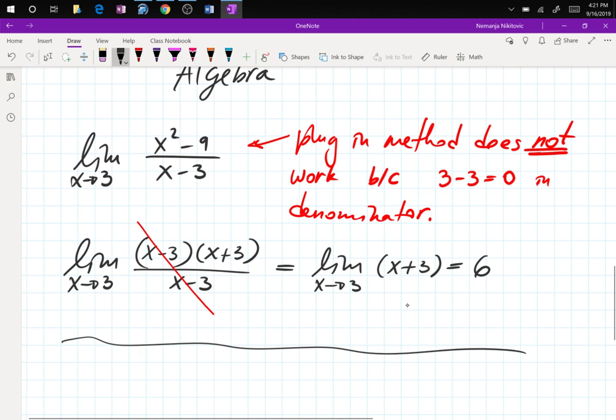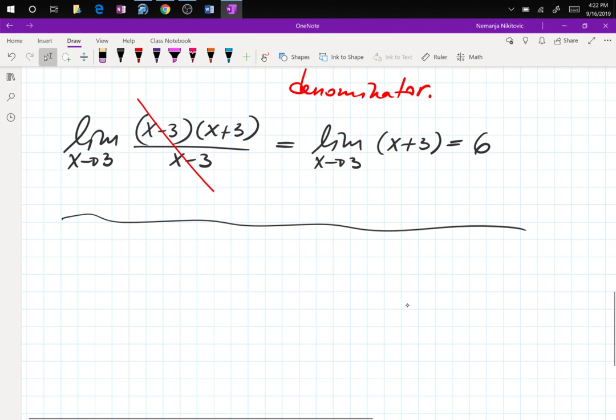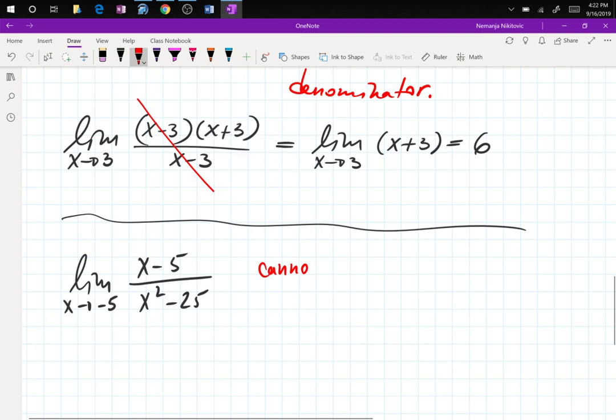Say we flip this. Let's say I have the limit x minus 5 divided by x squared minus 25 as x goes to negative 5. Can I plug in? No. Negative 5 squared is 25. 25 minus 25 is 0 in the denominator. So, cannot plug in, because we get 0 in the denominator. Okay. We know what to do.